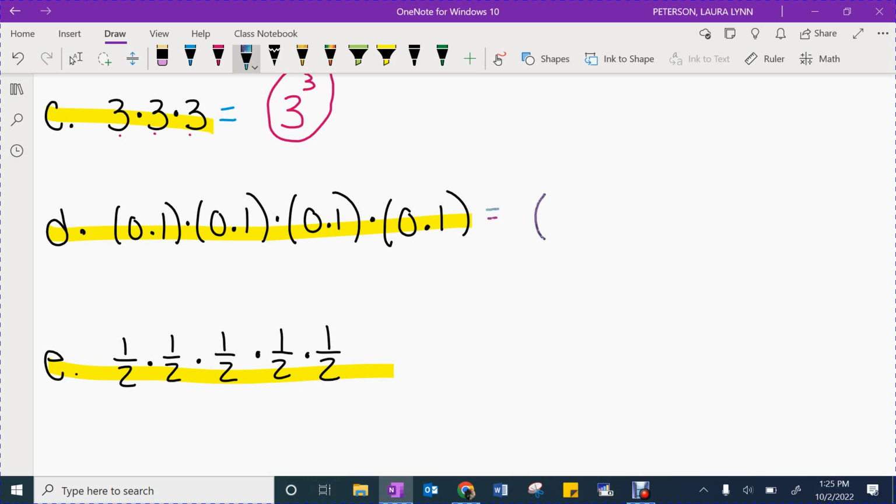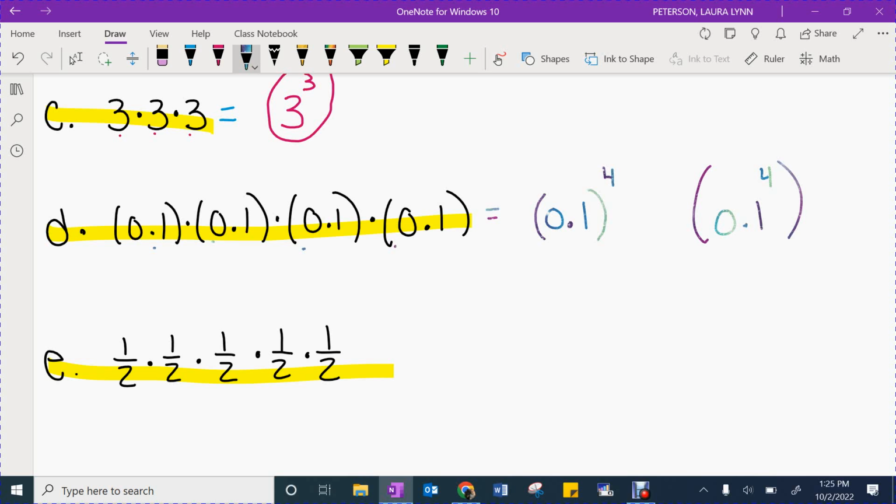So what is the big bottom number? What's being repeated? It's the decimal 0.1. So my parentheses right now are going around 0.1. When I draw my exponent or extra small number in the corner, it'll be on the outside of my parentheses. How many times does 0.1 repeat? 1, 2, 3, 4 times. So 4 is my exponent. It is not wrong if you write your answer like this, if you want to put parentheses around the entire thing.